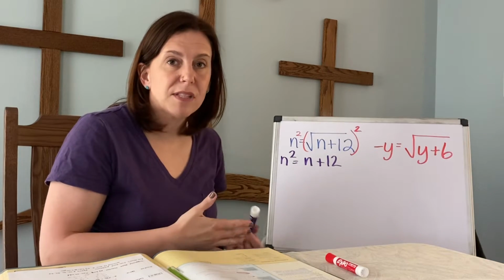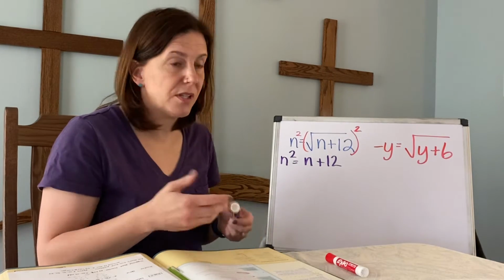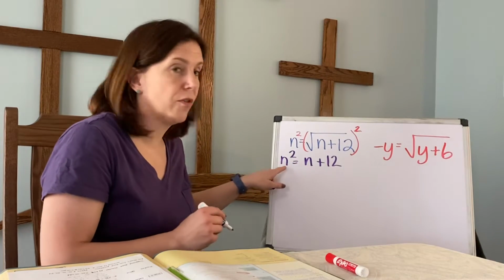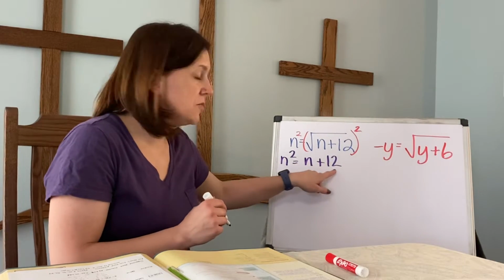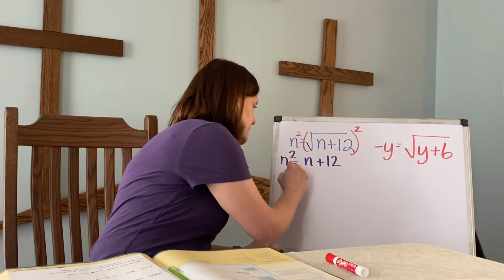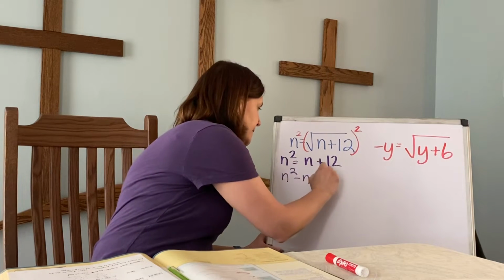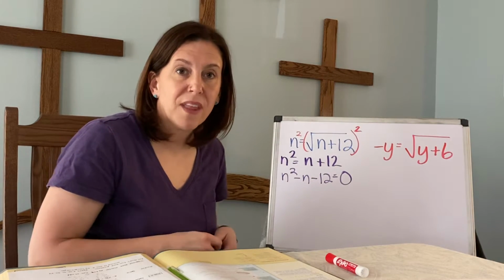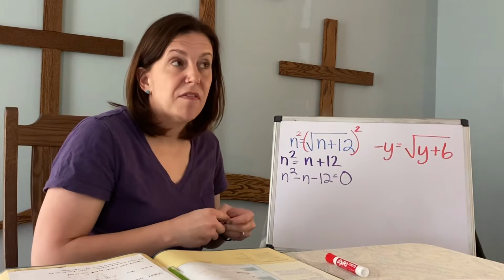Everything on the left side of the equation, set equal to 0. In order to do that, I need to move my n over by subtracting it, and I need to move my 12 over by subtracting it. Now I have this in standard form. Now I'm going to go ahead and factor and solve.